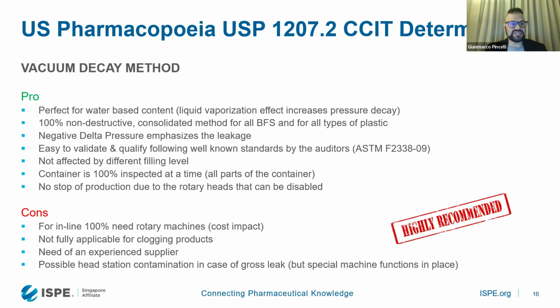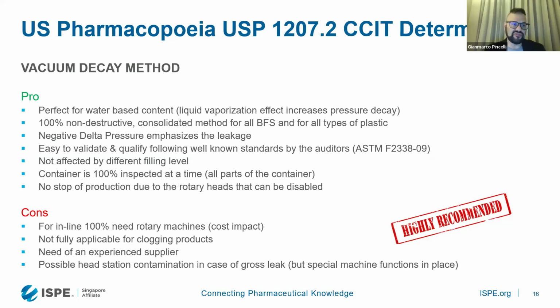So, discussing the vacuum decay method, some pros and some cons. It is perfect for water-based containers. As I said, the vacuum level outside of the container could be really high, and you can reach the vaporization of the water. That increases the capability to detect a really, really small leakage. The leakage detected is emphasized if some water comes out from the product and evaporates.